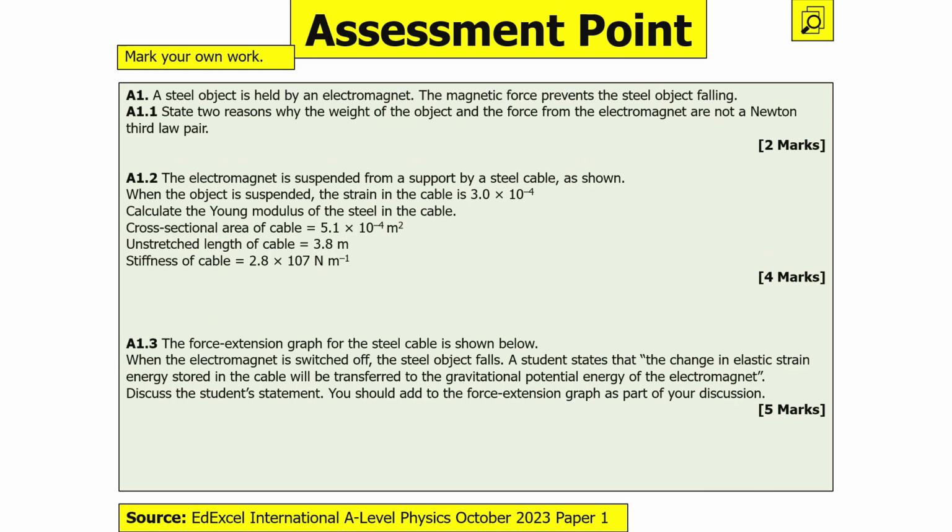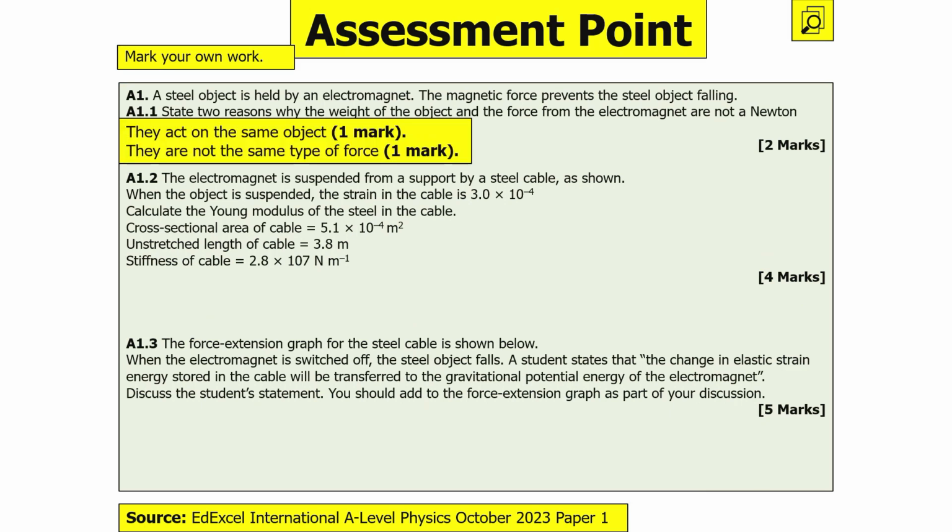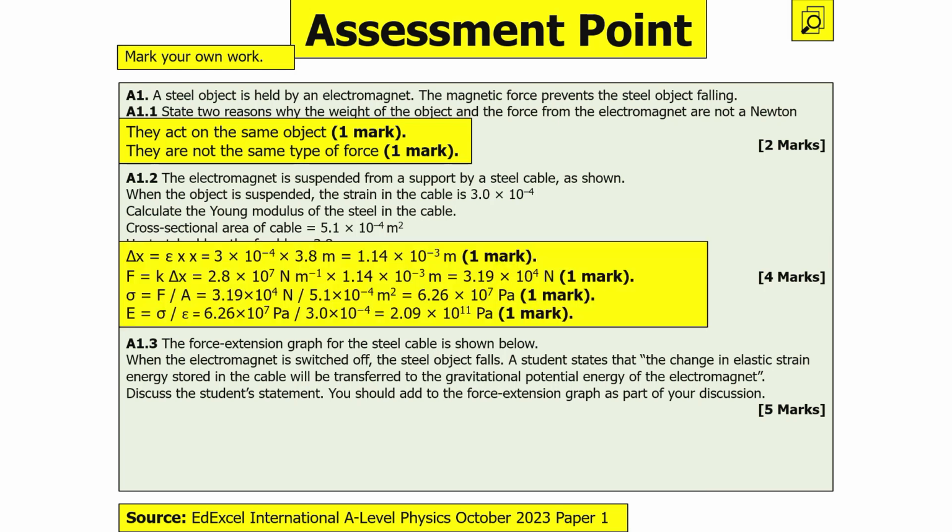Right, they are not going to be a Newton's third law pair, as they act on the same object and they are not the same type of force. We know that the extension is going to be equal to the Young modulus times by the length. So we work that through, we get 1.14 times 10 to the minus 3 meters. We know from Hooke's law, force is equal to spring constant times by extension. So with all the values given, we can work out force to be 3.19 times 10 to the 4 newtons.